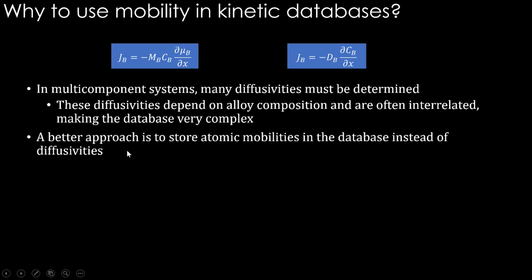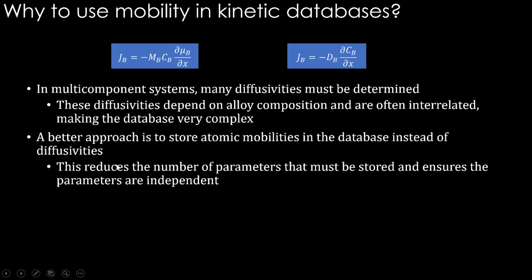A better approach is to store atomic mobilities in the database instead of diffusivities. If we do this, we have some advantages. This reduces the number of parameters that must be stored and ensures the parameters are independent. Because we are going to say that the thermodynamic factor is separate and it will come from thermodynamic databases. What is required is only these other parts, the activation energy and the MB naught part, that has to go into this mobility side. Therefore, it becomes simpler. We need not store this thing. We can only store this thing. So that is where mobility databases become more elegant to use.